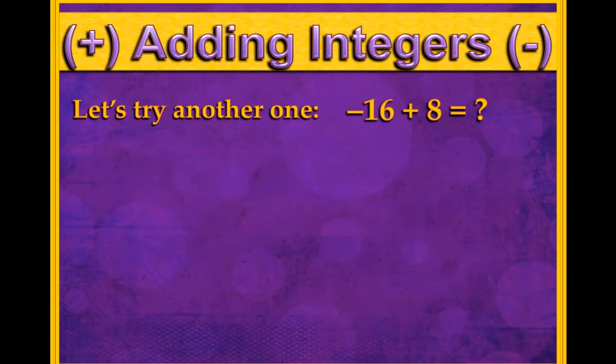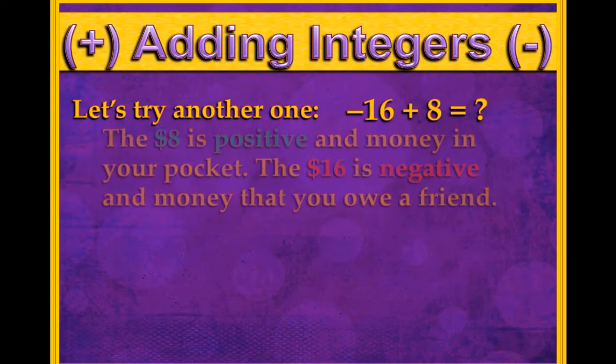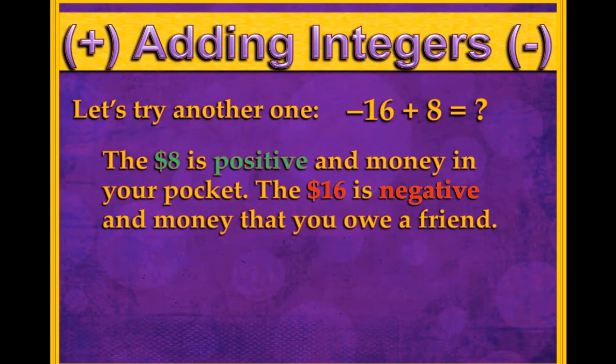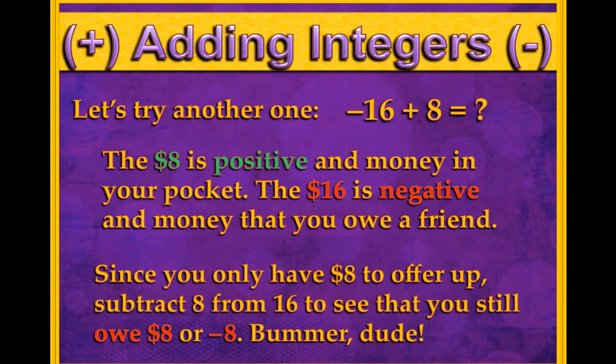Let's try another one. Negative 16 plus 8. What does that equal? The 8 is positive and it's the money in your pocket. The 16 is negative and it's the money that you owe a friend. Since you only have $8 to offer up, subtract 8 from 16 to see that you still owe $8. Ugh, negative 8. Bummer, dude. Pay that dude his money back.